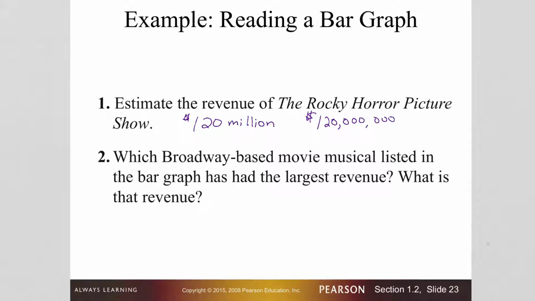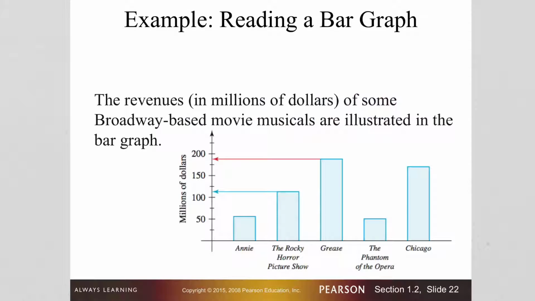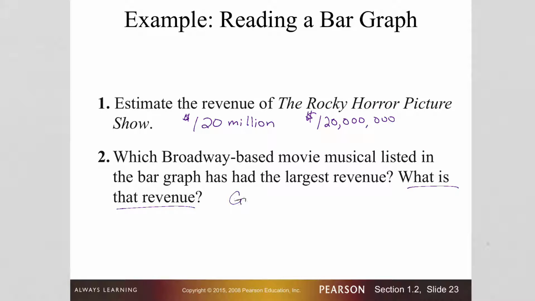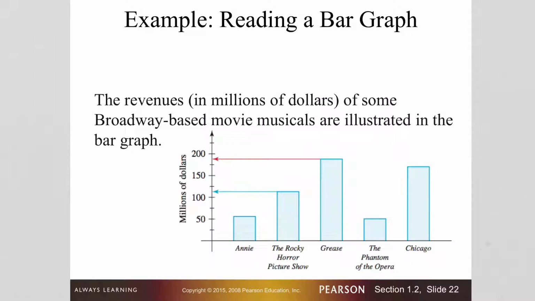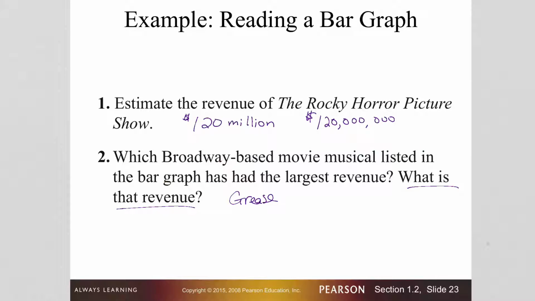Then question number 2 says, which Broadway-based movie musical listed in the bar graph has the largest revenue? So we're looking for the one with the tallest bar. And what is the revenue? We can only approximate. We can't come up with it exactly. The tallest one is Grease, so that answers part 1. And its revenue is more than 175 but less than 200. So if you told me, let's say 185, I would have to take it because I can't tell either. I can only estimate.